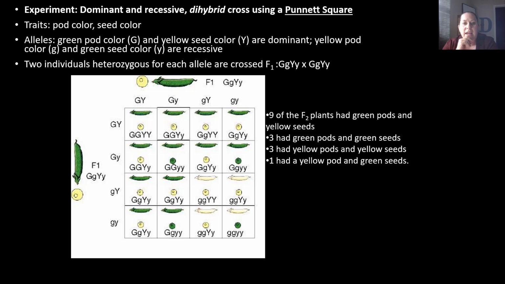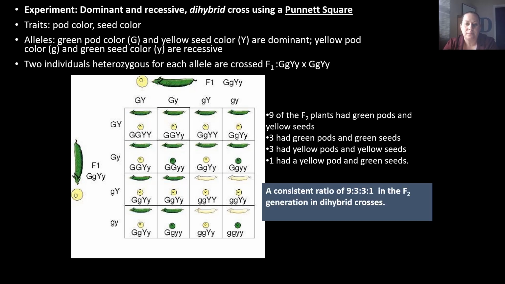Guys, this is a 9:3:3:1 ratio. So we still can detect a pattern that's present here. This is a consistent ratio of 9:3:3:1 in the F2 generation of this particular dihybrid cross.